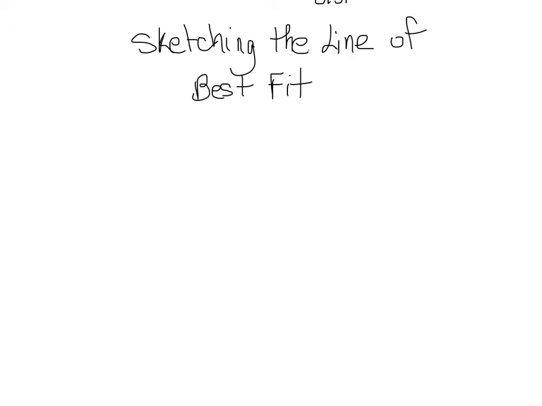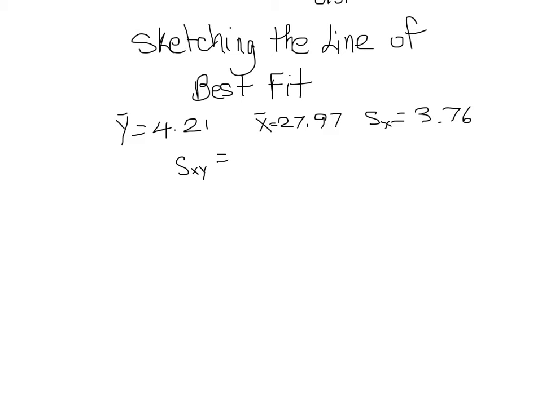In our last video, we were given some values. We were given that the mean of y was 4.21. We were given that the mean of x was 27.97. We also were given that the standard deviation of x was 3.76. And finally, we were given that the covariance Sxy value was negative 2.15.